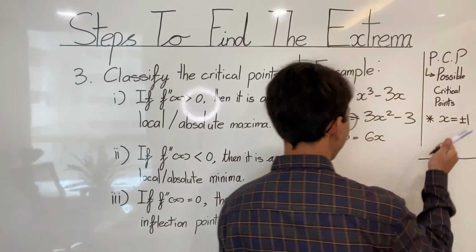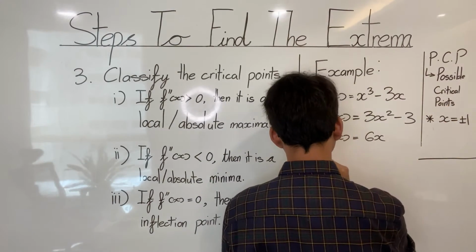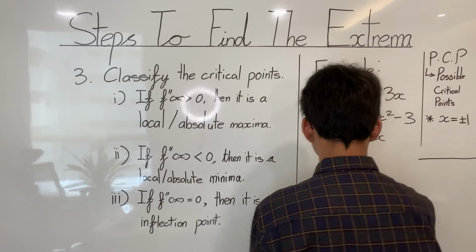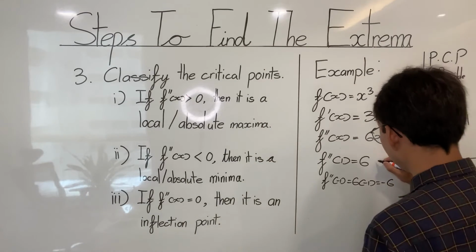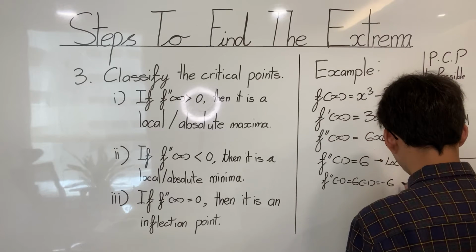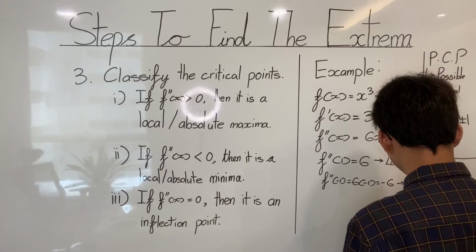So substitute x equals plus minus 1 into the second derivative function to find out what it is. Now you can safely assume this is the local maxima and -6 as the local minimum.